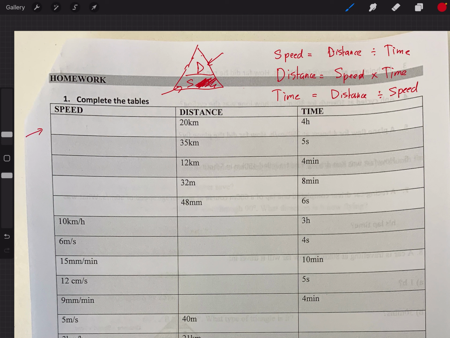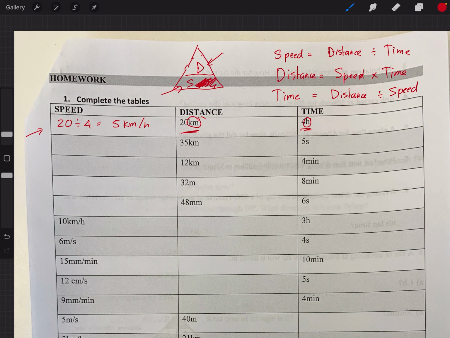In the first one, we're asked to find the speed. We're given the distance and the time, and the distance is divided by time if you want to find the speed, right? So we take the distance, which is 20, divided by the time, which is 4, and that gives us 5. The unit is kilometers per hour. Let's do one more.